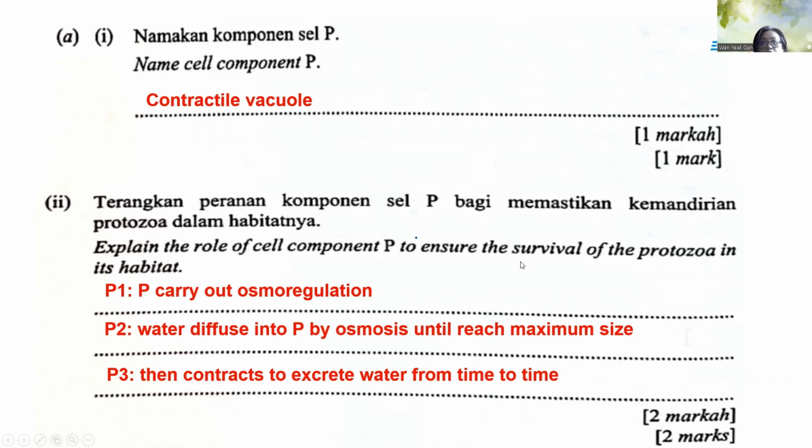So, osmoregulation is a process by which the water that diffuses into the contractile vacuole will reach a maximum size, and then the contractile vacuole will contract to excrete out the water from time to time.